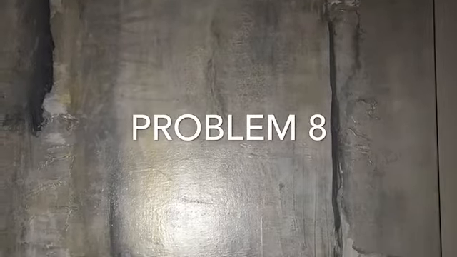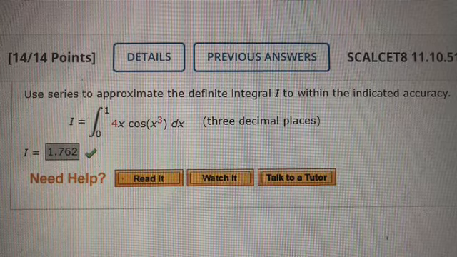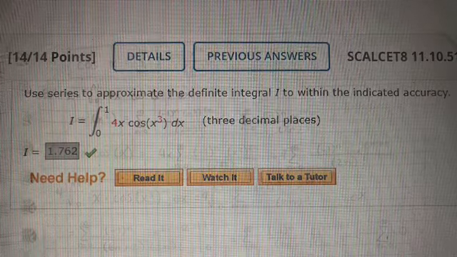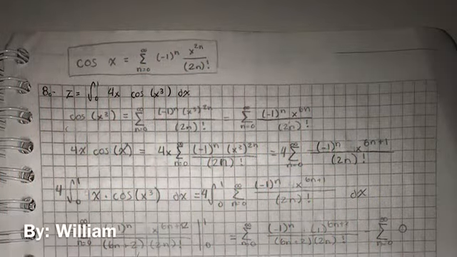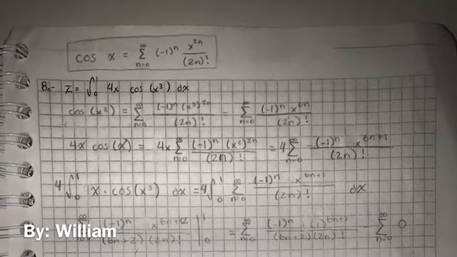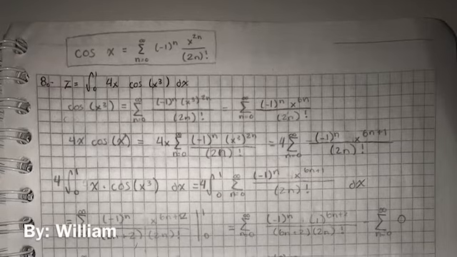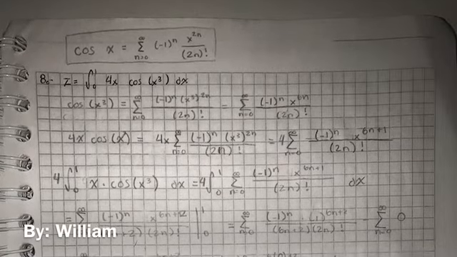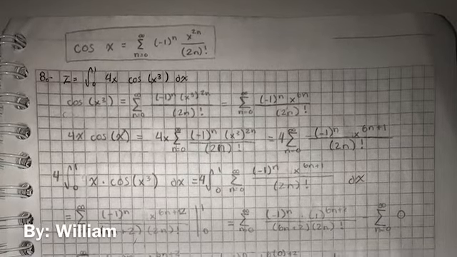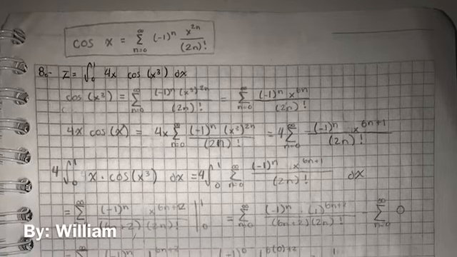Hello again. In this video we will be solving problem number 8. This problem asks us to use series to approximate the definite integral I to within the indicated accuracy. The problem we get is I equals the integral from 0 to 1 of 4x times cosine of x cubed. The first thing we need to do is find the Taylor series that applies to cosine.